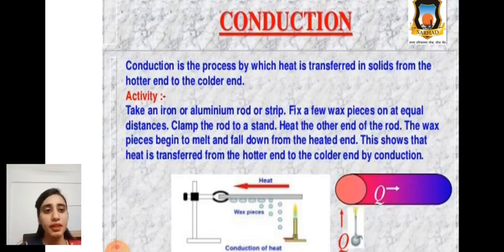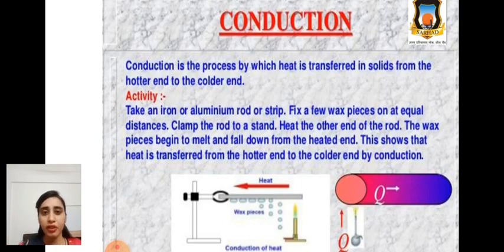See this first activity. This activity we can do in our lab. When school reopens, we will continue doing activities like this. Fix a few wax pieces at equal distances. Take an iron rod and fix a few wax pieces at equal distances on that iron rod. Now clamp that rod to the stand, with the help of a clip.